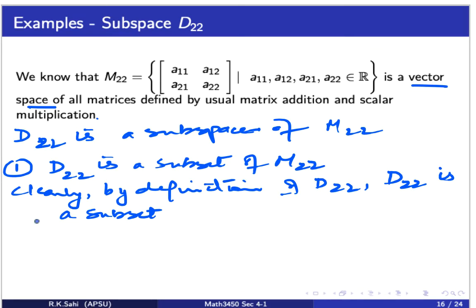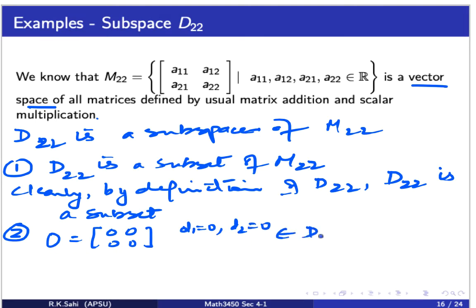Second, the zero vector. Now, if I take my zero vector, this is 0, 0, 0, where we are assuming d1 is 0 and d2 is 0. Remember, d1 and d2 are 0. Clearly, it belongs to D22 because the other elements are already defined. This d1 is 0, d2 is 0. So clearly, 0 belongs to D22.